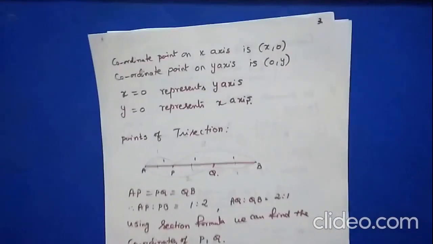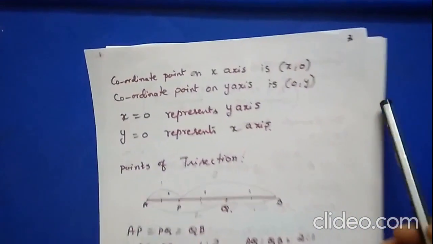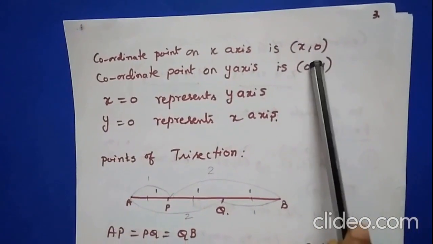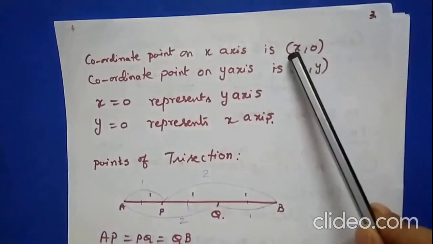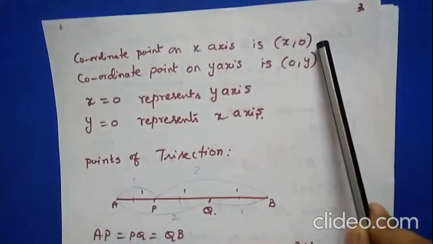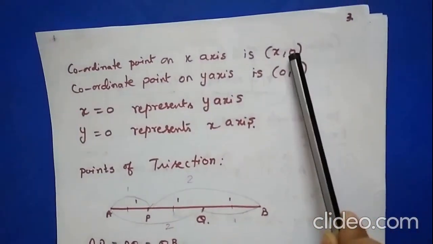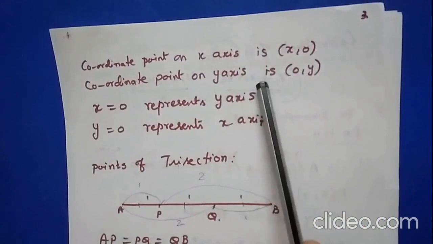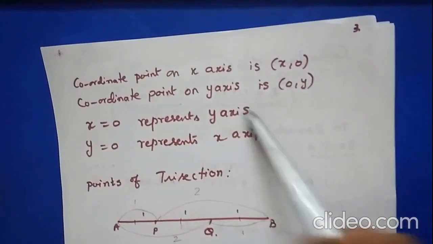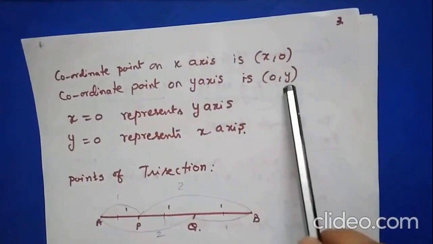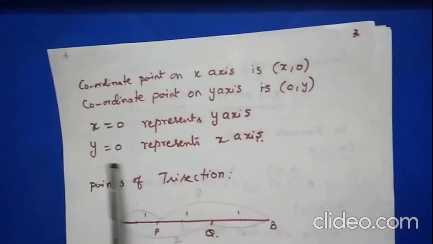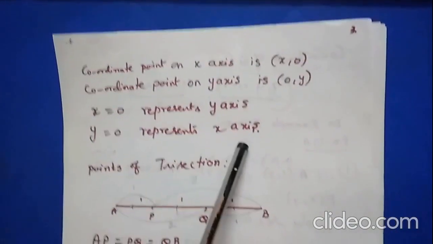Now, you have to remember all these points. The coordinate point on the x-axis is (x, 0). On the x-axis, some number will be there: 2, 0; 3, 0; minus 2, 0. So generally (x, 0). The coordinate point on the y-axis, what is that? 0, 1; 0, 2; 0, minus 1. So generally (0, y). X equal to 0 represents the y-axis and y equal to 0 represents the x-axis.